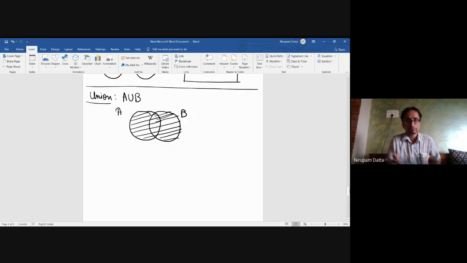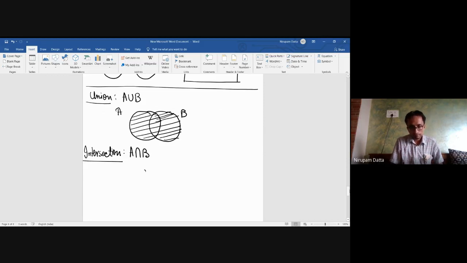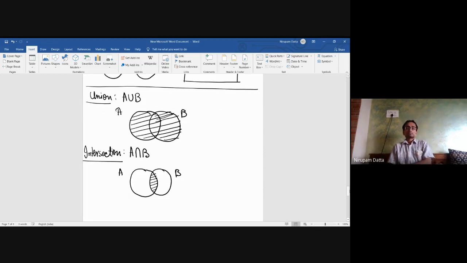Now next, intersection, A intersection B. Again we draw. So A intersection B means what? The elements which are common to both set A and set B. So this is nothing but the intersection between these two sets, that is the area or the elements that are common to both set A and set B. So the shaded area.